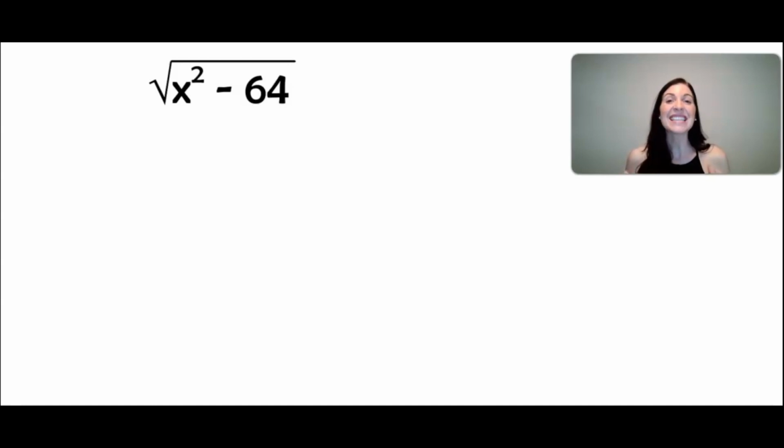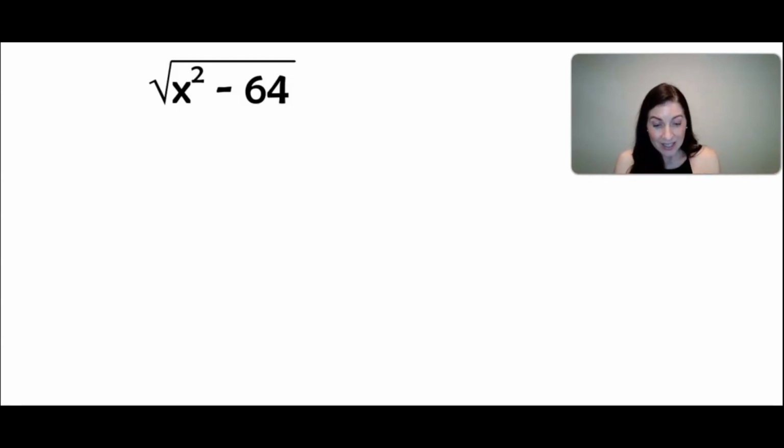All right, the last common algebra mistake I see all the time is taking the square root of x squared minus 64 and thinking that we can go further with this. The truth is, this is as simplified as you can go. Square root of x squared minus 64, if you see that, you actually cannot go any further.